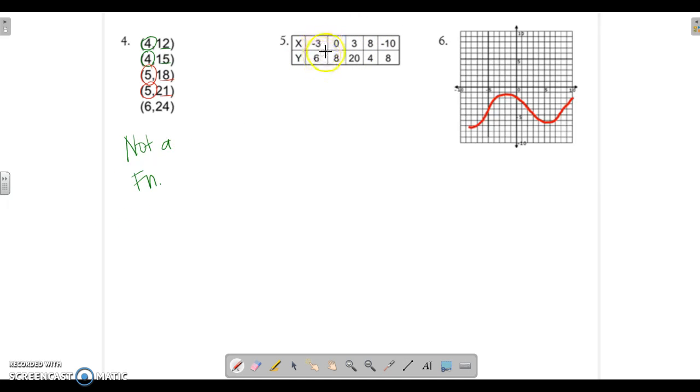Here, -3 to 6, 0 to 8, 3 to 20, 8 to 4, -10 to 8. There is no issue there. Every input has exactly one output. Even here, there are multiple inputs that have the same output. That's okay. That's allowed. So in this case, it is a function because every input has exactly one output.